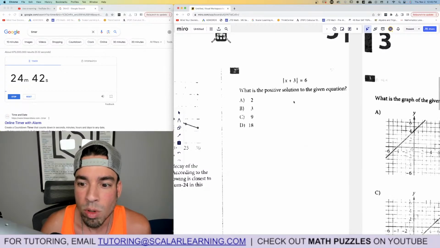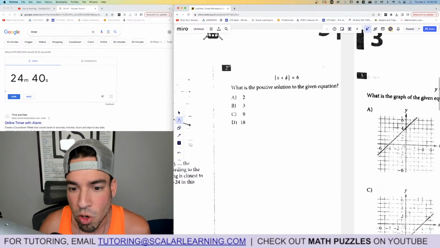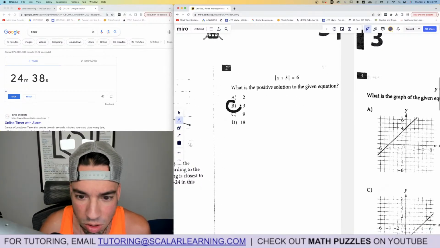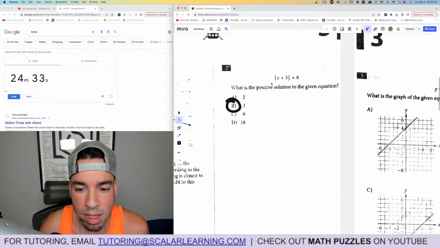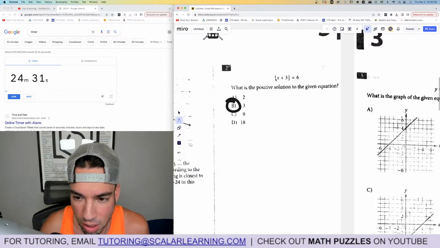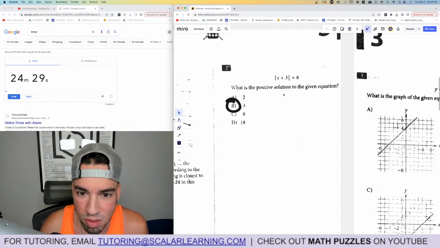All right, number 2. What is the positive solution to the given equation? Now, you can pretty much guess it's 3. I don't think there's a negative in front of that. But there are two solutions: 3 and negative 9 would be the other solution. Negative 9 plus 3 is negative 6, absolute value that is positive 6. So 3 is the winner.